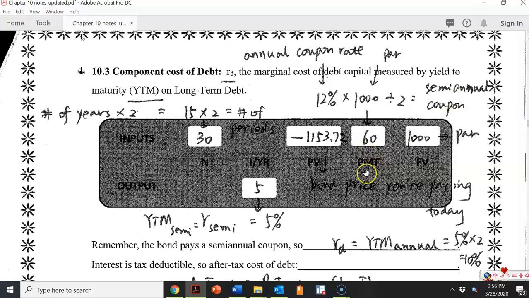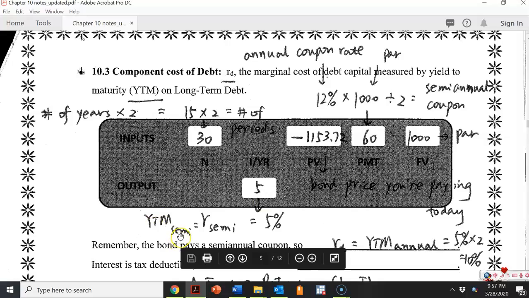We can input this as payment. And the future value should be the par value, 1,000. Present value should be the bond price you're paying today, so we input it as negative 1153.72. N should be the number of half years. We know this is a 15-year long-term bond, we multiply it by 2, so the number of half years would be 30. And we compute for I, we get 5. And this will be the semi-annual yield to maturity, or semi-annual cost of debt, 5%.